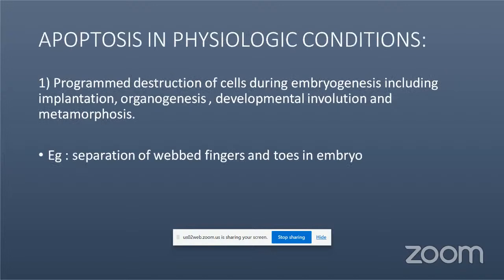Then what is apoptosis in physiologic conditions? The first one is programmed destruction of cells during embryogenesis, including implantation, organogenesis, developmental involution, and metamorphosis. An example is the separation of webbed fingers and toes in the embryo.